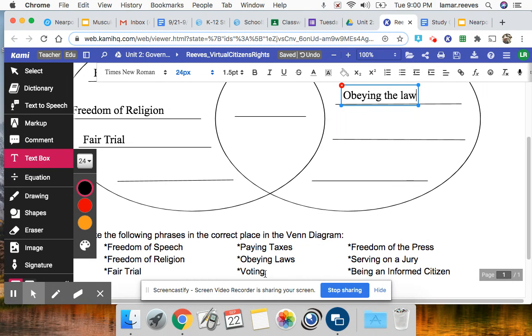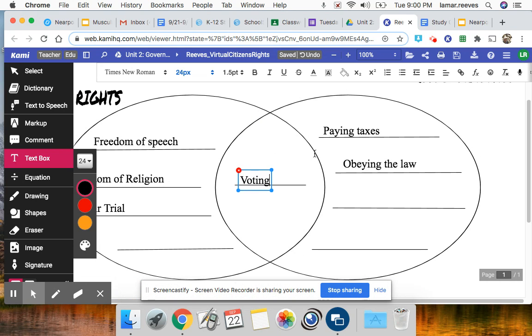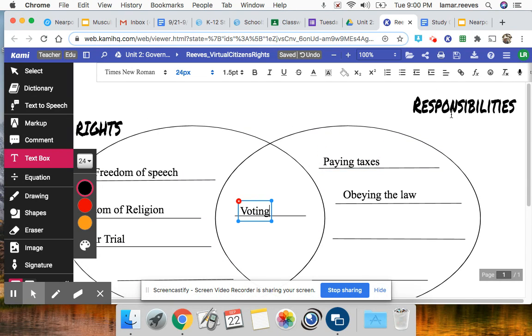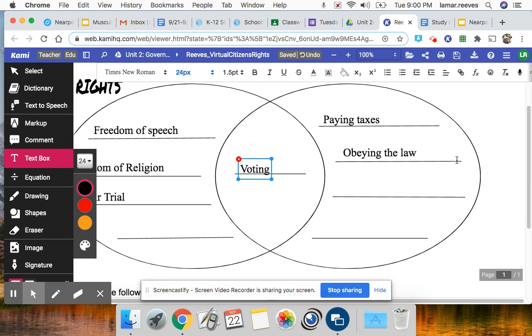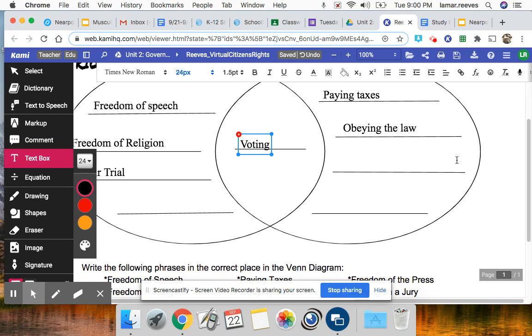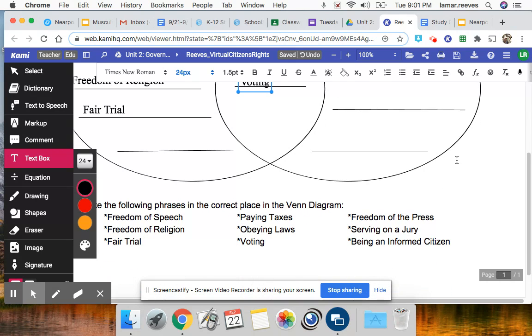Now, voting. Voting is considered both a right and a responsibility. You have the right to vote when you are old enough. You get to choose the lawmakers in your community, in your state. And so by voting, you're showing that you have the right, but you're also exercising your responsibility. That means you are a good citizen. It is your job to help pick our leaders once you are old enough, all right?